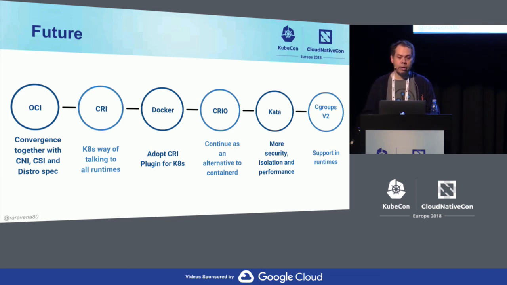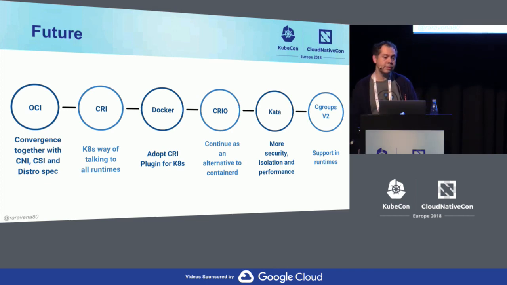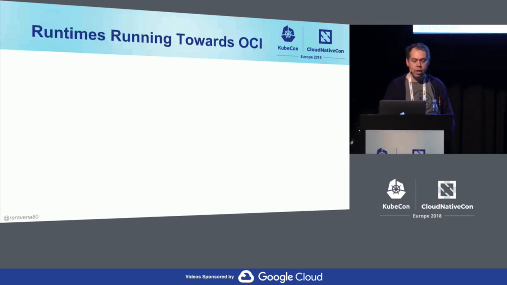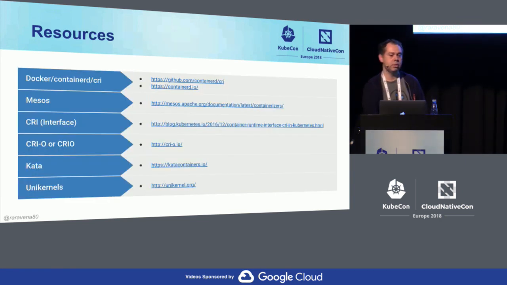Both of the projects have committee members in the OCI committee, so potentially these two projects might merge in the future, but it's not very clear now. As far as Kata is concerned, they'll continue developing the runtime and providing more security and more isolation. And I expect all these different runtimes to support future Linux kernel capabilities and features that allow you to isolate your workloads, to run more isolated containers, and more features for containers. So in the end, all these runtimes are running towards OCI, and here are some resources, and that's about it.